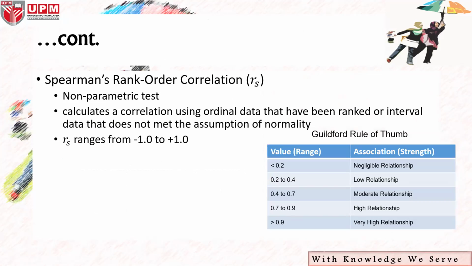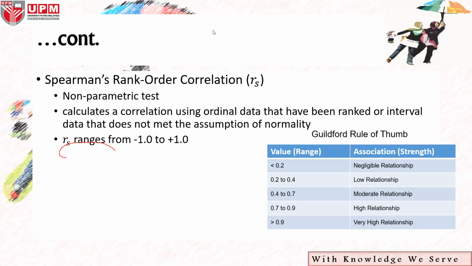Okay, the second non-parametric compatible analysis for testing correlation is the Spearman rank order correlation or Spearman rho. Nama dia sama Spearman rho ataupun Spearman rank order correlation. We denote as RS. RS ni perkali korelasi Spearman, Spearman rank order correlation coefficient. Kalau Pearson tadi Pearson correlation coefficient, kalau Spearman ni Spearman correlation coefficient.